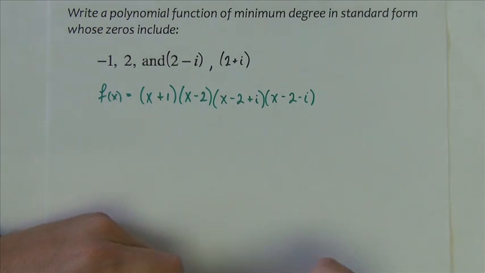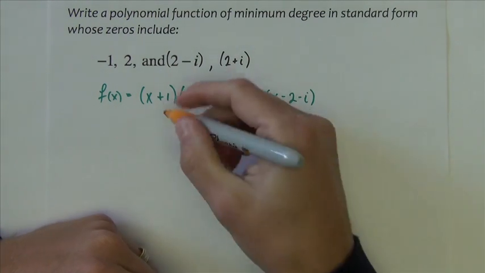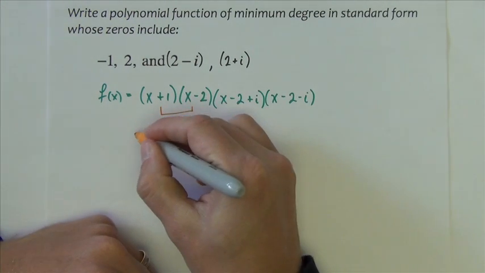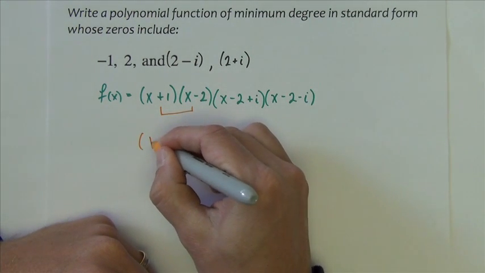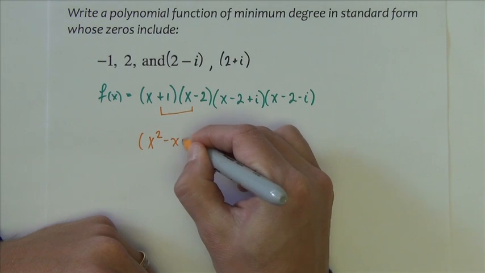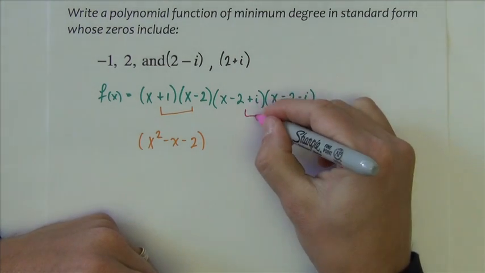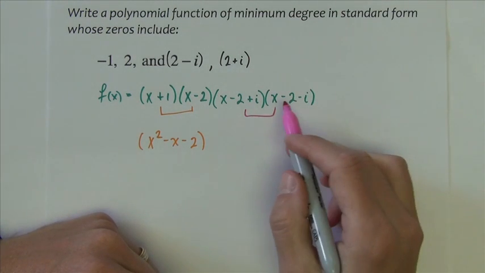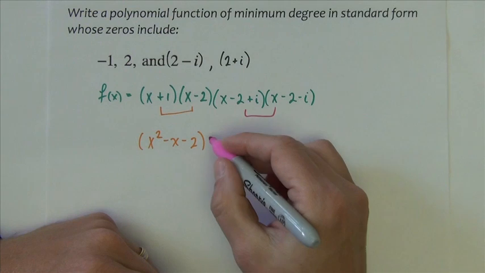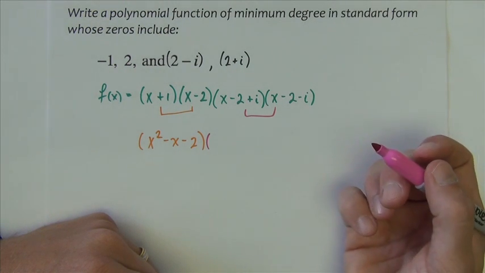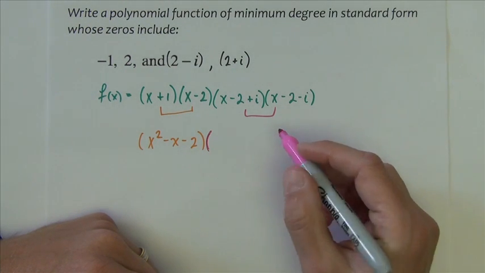Okay, make sure we're distributing that. So I'm going to multiply these together. That's x squared minus x minus 2. And I'm also going to multiply these together. And this is going to take a little more work because it's a trinomial by a trinomial, and there's going to be lots of canceling. So let's do that and see what we get.